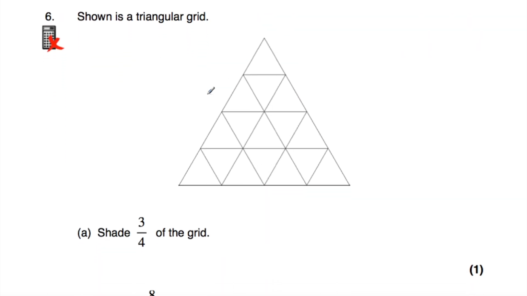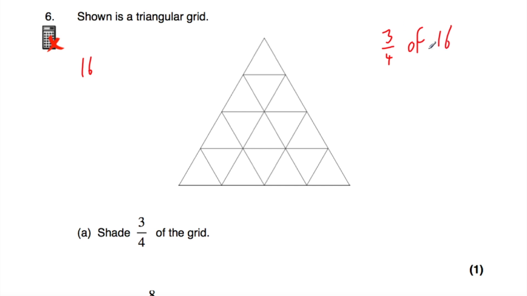So question number 6, we've got this triangular grid, and part A says shade 3/4 of the grid. So we want to shade 3/4. There's a few different ways we could do this. One is to count the number of triangles, so let's just count them. 1, 2, 3, 4, 5, 6, 7, 8, 9, 10, 11, 12, 13, 14, 15, 16. So the 16 little triangles all together, I'm just going to get rid of that. So the 16 all together, and we want to shade 3/4 of that.